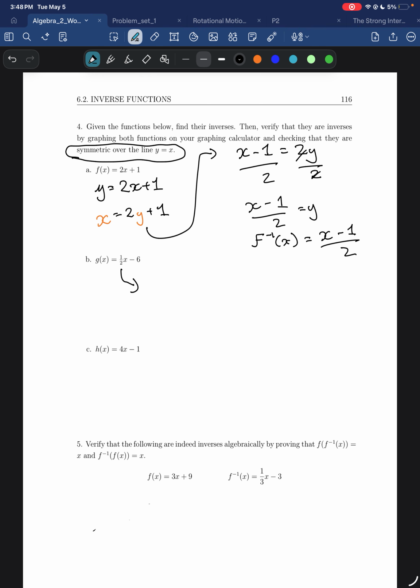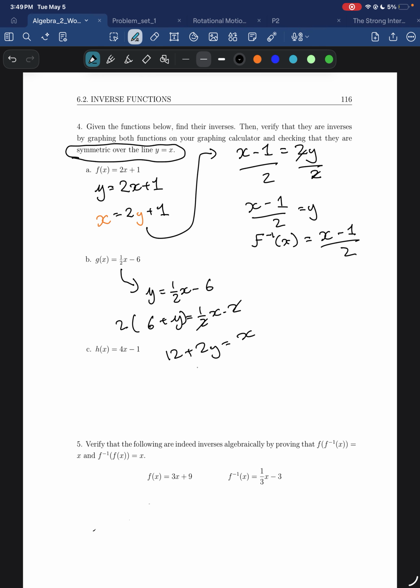So if I have my g of x there, that's going to be equal to y equals 1 over 2x minus 6. And then 6 across: y plus 6 equals 1 over 2x. I have to isolate the x. I'm going to multiply both sides by 2, 2 times 2, to get rid of the fraction. So I'm going to cancel that, and then I'm going to have 12 plus 2y equals x.